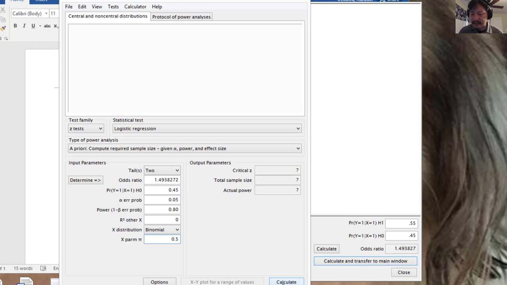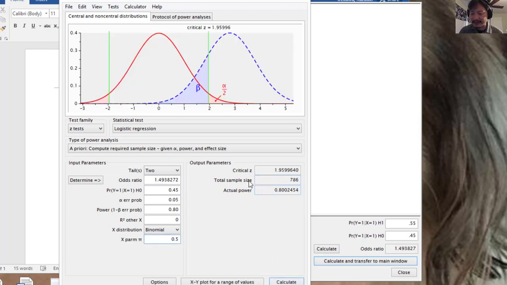And then push calculate, and the total sample size you need to achieve 80% of statistical power is 786.